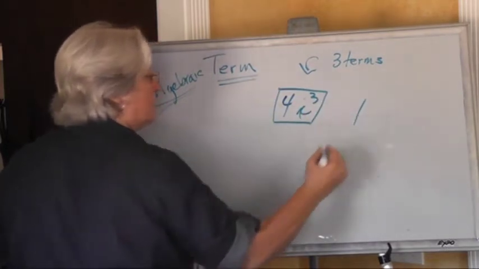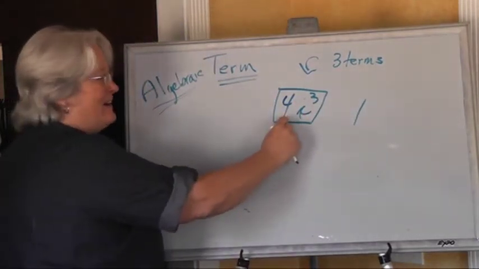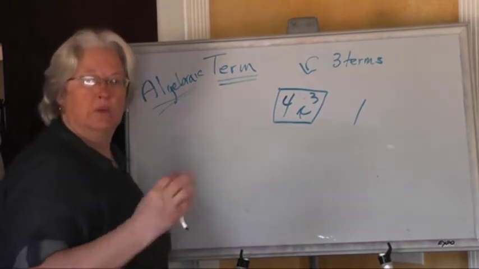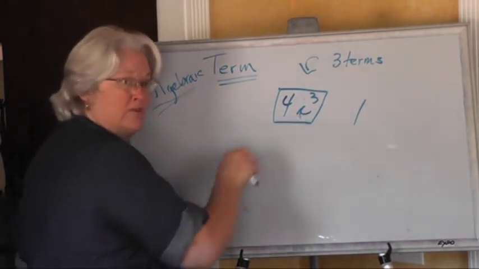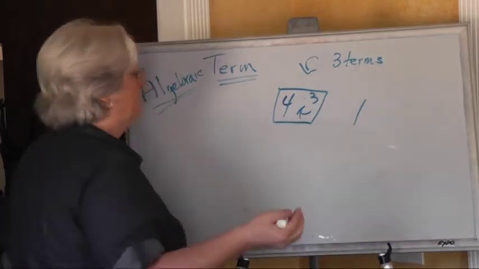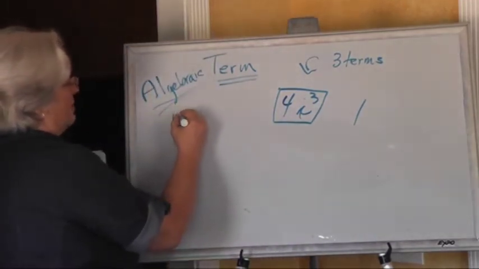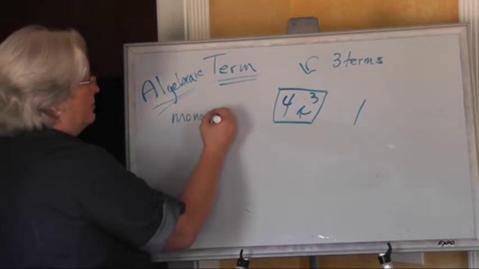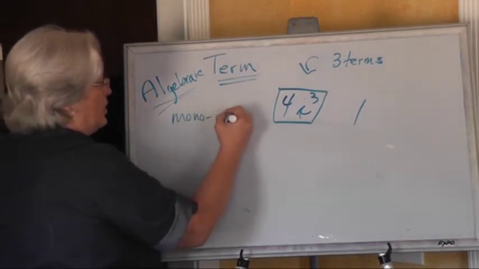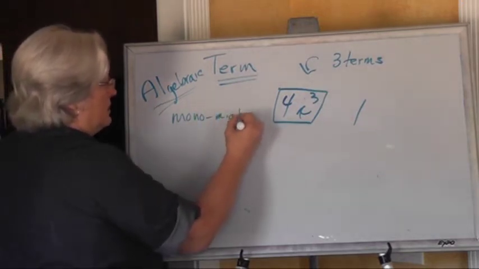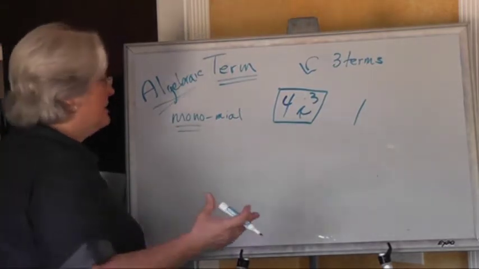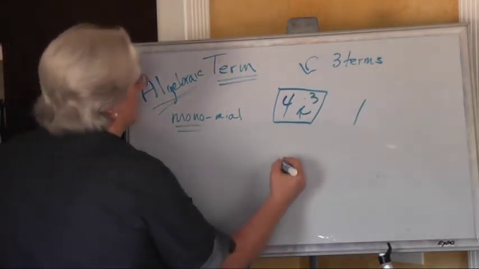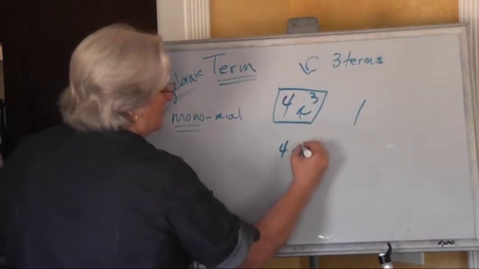There's just one term, 4 times x squared. We're not adding anything. When we have the product of coefficients and variables, it's still just one term. This is called a monomial. Separating it out like this so that we see these prefixes. Monomial.